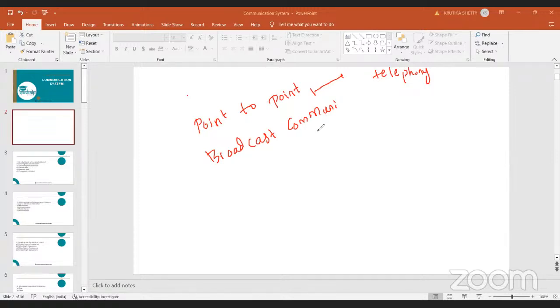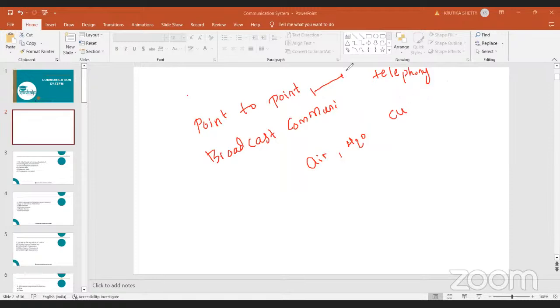So the different types of transmission media are there. That is air, then we have water medium, then we have copper cables, then we have optical fibers, and we have vacuum tubes. So these are the different transmission media.